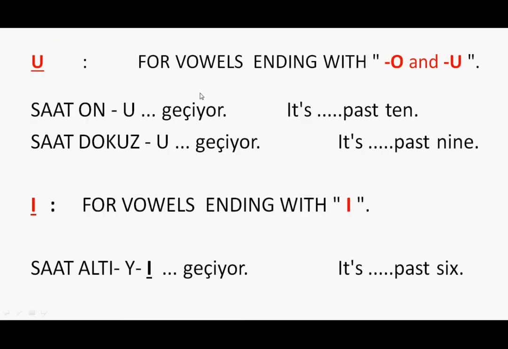Okay, let's see the other vowels which finish with O or U. So if it finishes with O or U, we put U. For example, saat 10. On means 10. Time, it's 10. Blah blah blah geçiyor. Example here, it's blah blah past 10. Okay guys. Saat 10. Look, there is O. That's why if we use O here, we will complete it with a suffix of U. On U. Onu. Saat 10'u blah blah geçiyor.